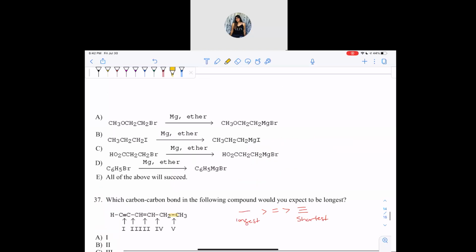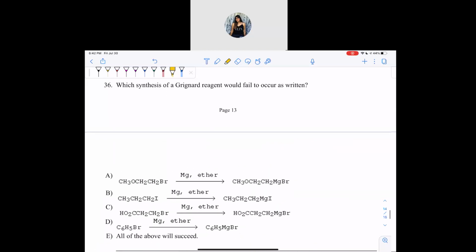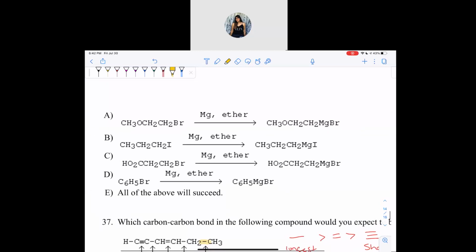Coolio. So this next one: which synthesis of a Grignard reagent would fail to occur? We're looking for the one that will not happen, right? So we zoom in, and this is one where knowing your functional groups is going to save you a lot of time. This functional group is an ether. It looks like CH3, O, CH2, CH2, Br.